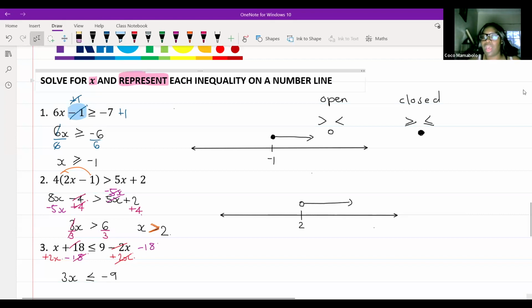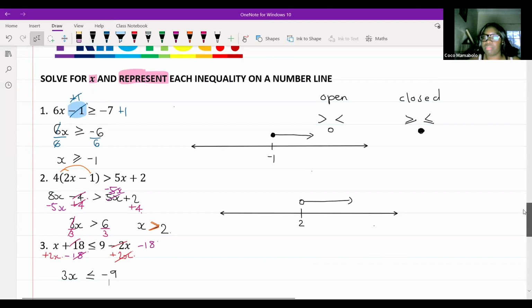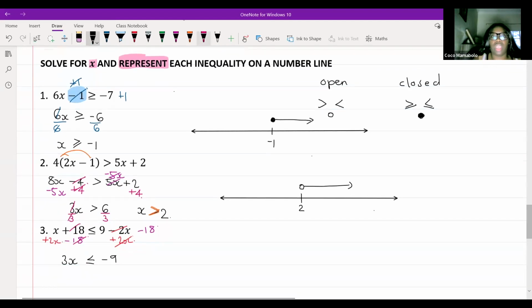So I will then get 3x divided by 3, negative 9 divided by 3. So now x is less than or equal to negative 3.